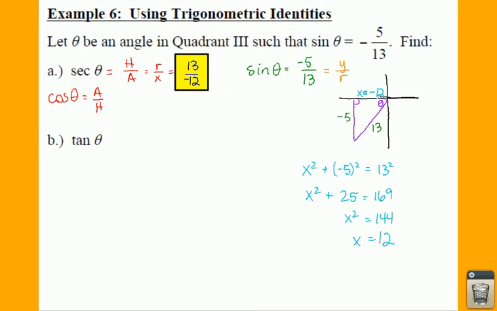Now to find our tangent of theta, TOA, alright, don't forget TOA, that is your opposite side over your adjacent, or you may remember as y over x. So it's the same thing. Your opposite side is your y, adjacent side is your x, adjacent to this angle here. So we're going to take our y value, which is negative 5, and we're going to divide that by our x value. So negative 5 divided by negative 12 gives us a positive 5/12.